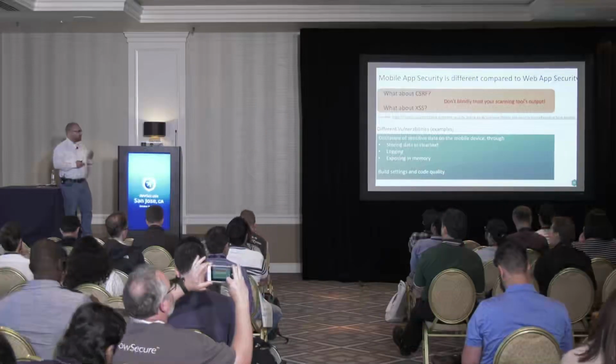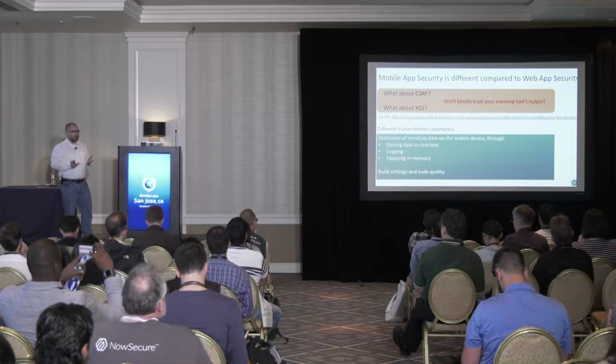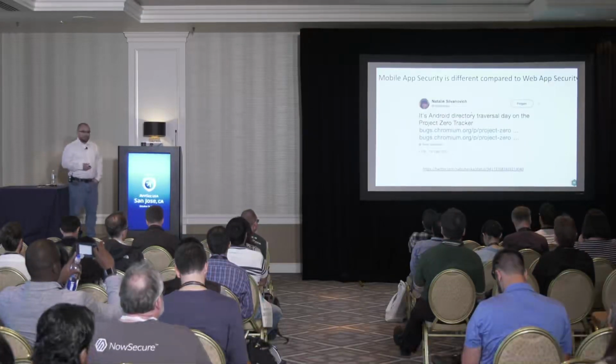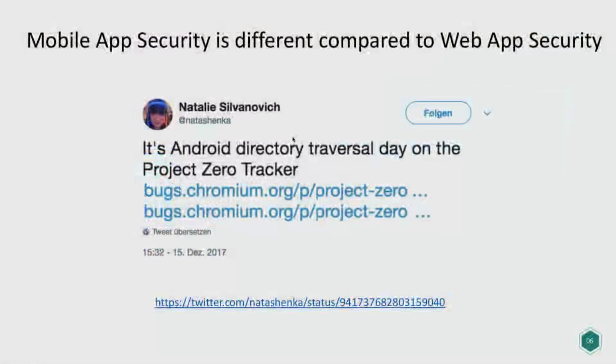The same applies to the build settings and the code quality of your mobile app. Maybe the mobile app is running in debug mode or not in production mode, all these kinds of things. Another thing that we have seen, this is a tweet from Natalie from Google Project Zero that she tweeted at the end of last year. We can see that some of the vulnerabilities that we only know from the server side are actually shifting also to the client side, to our mobile app. Here you can see that directory traversal was found in the Outlook Android app and in the Telegram mobile app, which is also kind of bad.